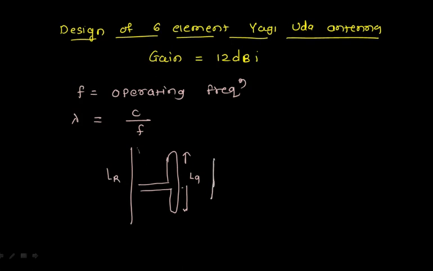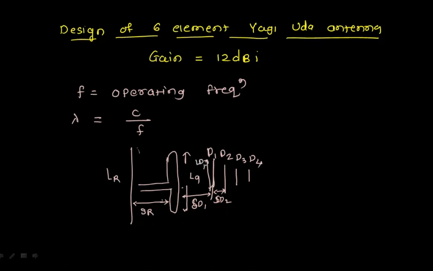So how many directors am I going to use here? 1, 2, 3, and 4. So this is called LD1, and these will be called D1, D2, D3, and D4. Then the spacing between my active element and my reflector will be called SR. Sorry, this is SR, because we are calling length LD1. The spacing between director and active element will be called SD1, then SD2. So these are the things I'm going to use here.